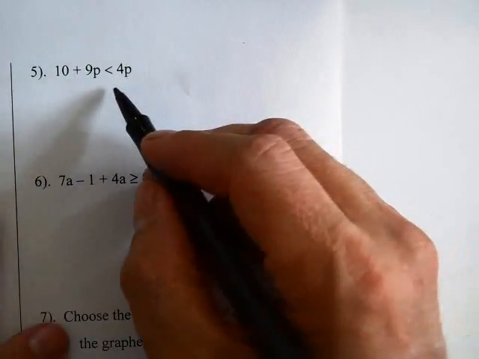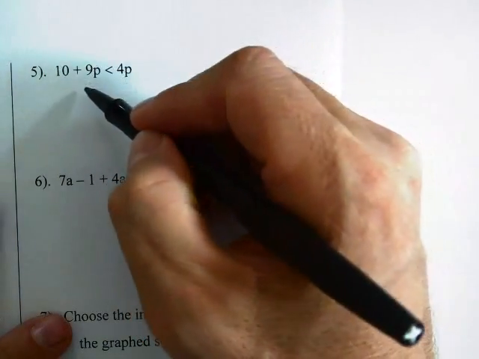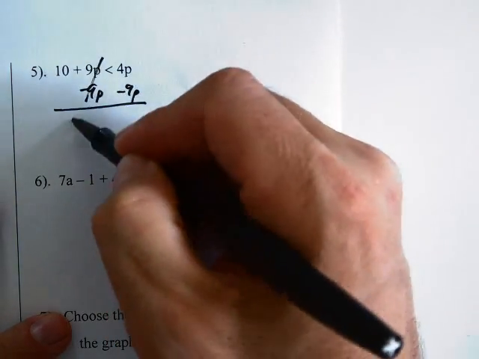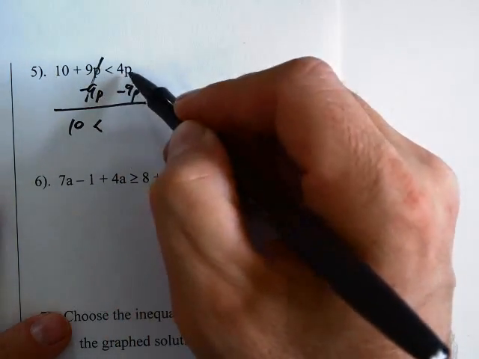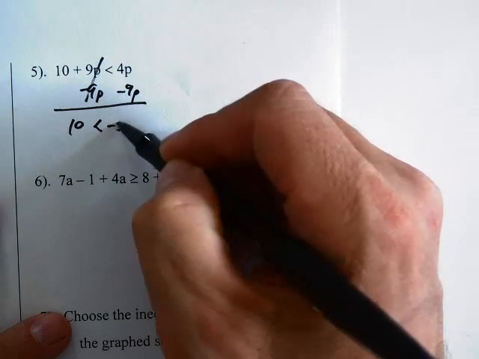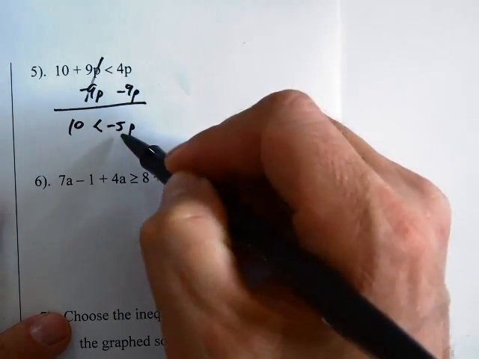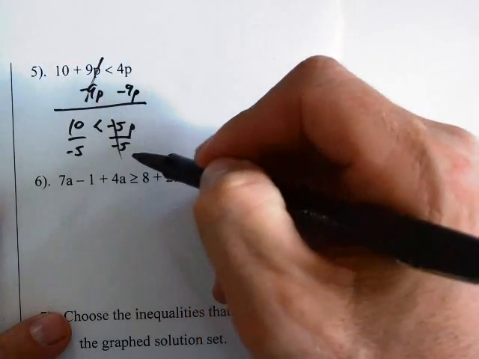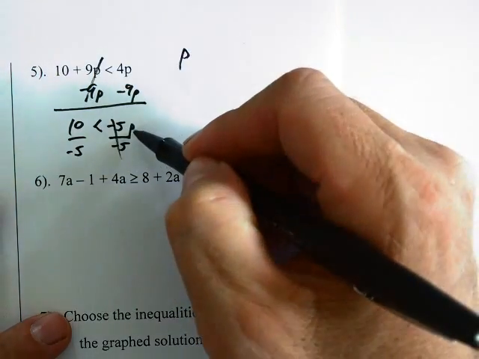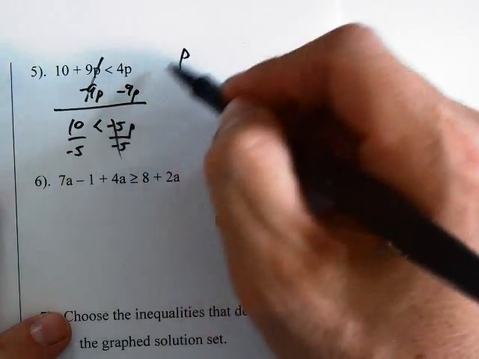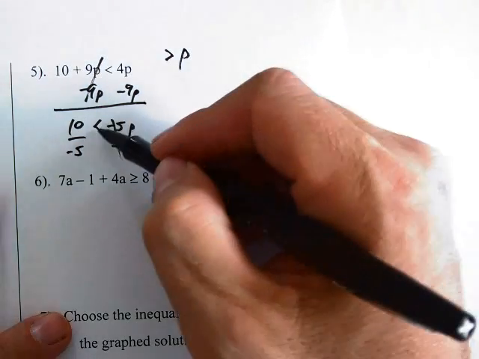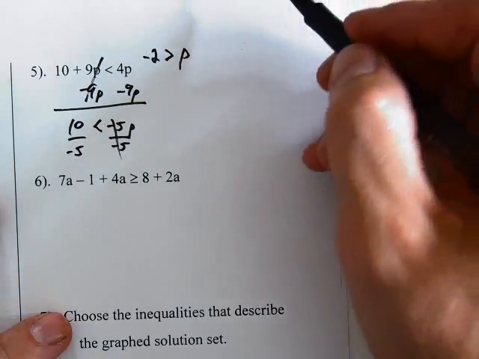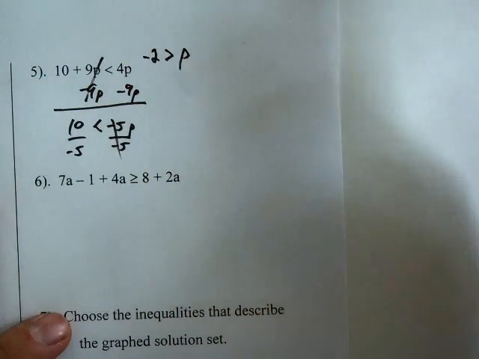Let's go ahead and isolate P. I am going to subtract 9P from both sides. So now it's 10 is less than 4P minus 9P, which is negative 5P. Now to further isolate P, I divide by a negative 5 on both sides, and I get P is still on the right. I divide by a negative, so that switches directions, and 10 divided by negative 5 is negative 2.